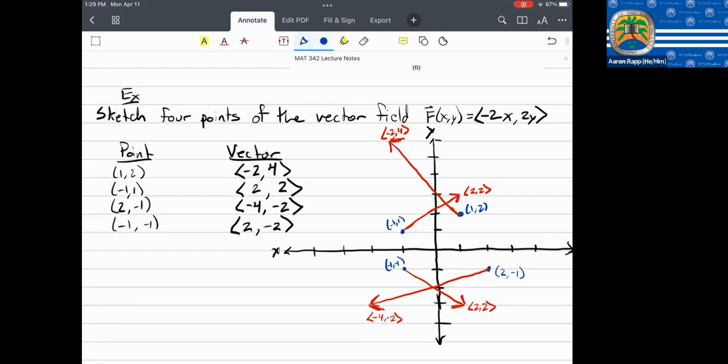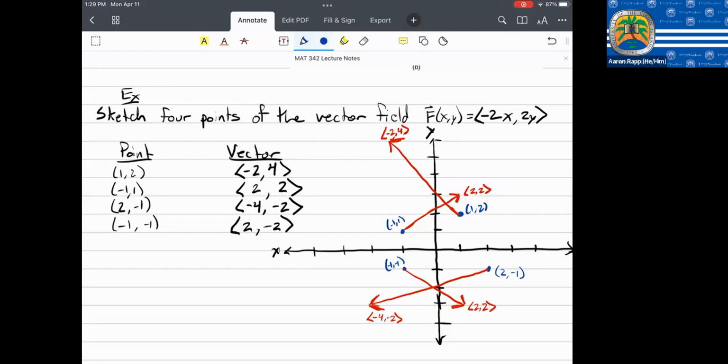And if I wanted to get a more detailed depiction of what's happening here, I would just calculate more points and look at their vectors. If I was anywhere on the y-axis, where would my vectors be? Think about this relationship right here. If I was on the y-axis, where would my vectors be at?